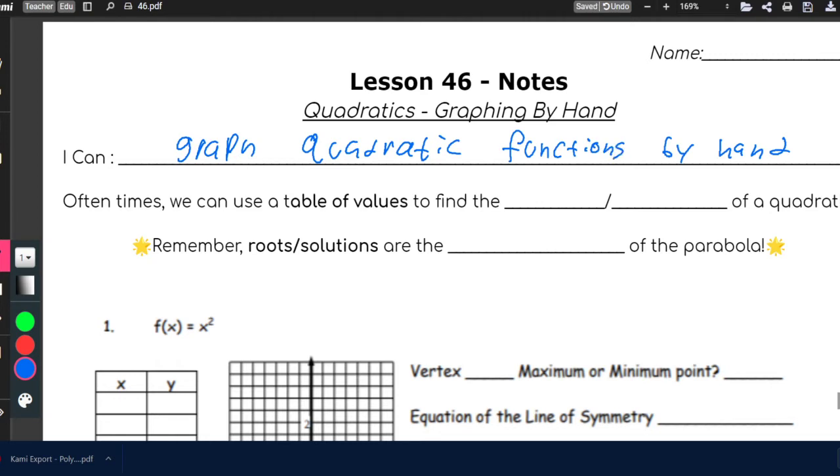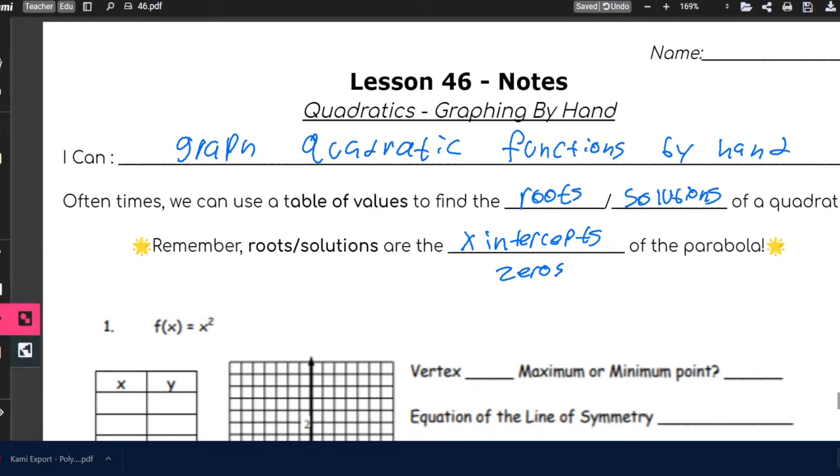Okay. Oftentimes we can use this table of values to find the roots or solutions. If you remember from yesterday, they're also called the x-intercepts, or zeros. You should be able to identify what it's asking for when you're being asked from any of these four. If you're asked to find the root, solutions, intercepts, zeros, you should know what they're looking for.